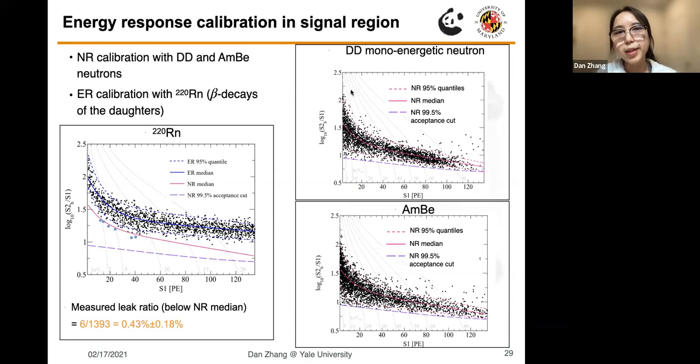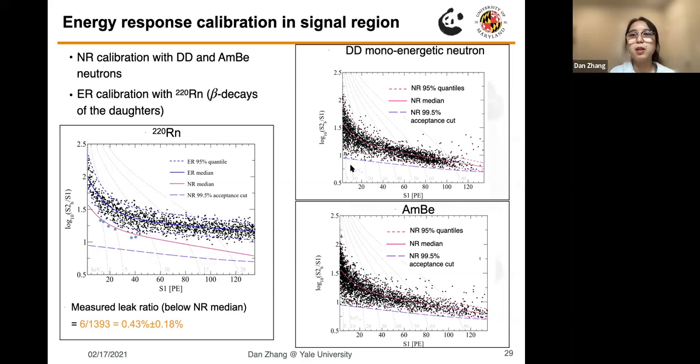So the first thing we care about is the expectation of our NR signals, and those NR signals are calibrated by the deuteron-deuteron fusion neutrons and NB alpha N neutrons. Both of them provided enough statistics all the way up to 80 keV NR, enough for our use. We found the expected median line in the band as well as the spreading in the band. And we define NR acceptance, which means we cut off the outliers below the purple line. The data showing up below this purple line won't show up as candidates.